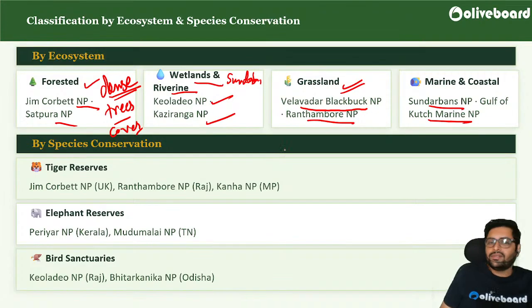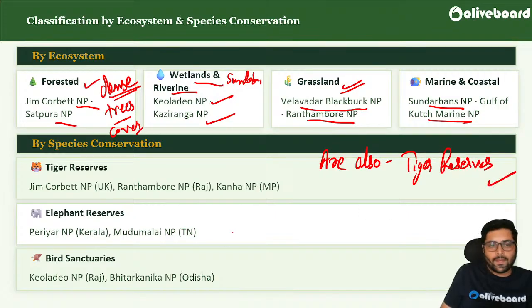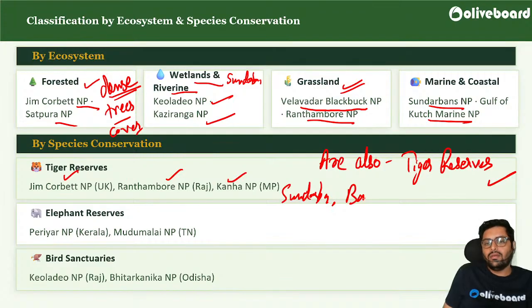Some national parks are also tiger reserves, like Jim Corbett National Park, Ranthambore, Kanha, Sundarban. Correct, no? Bandhavgarh.